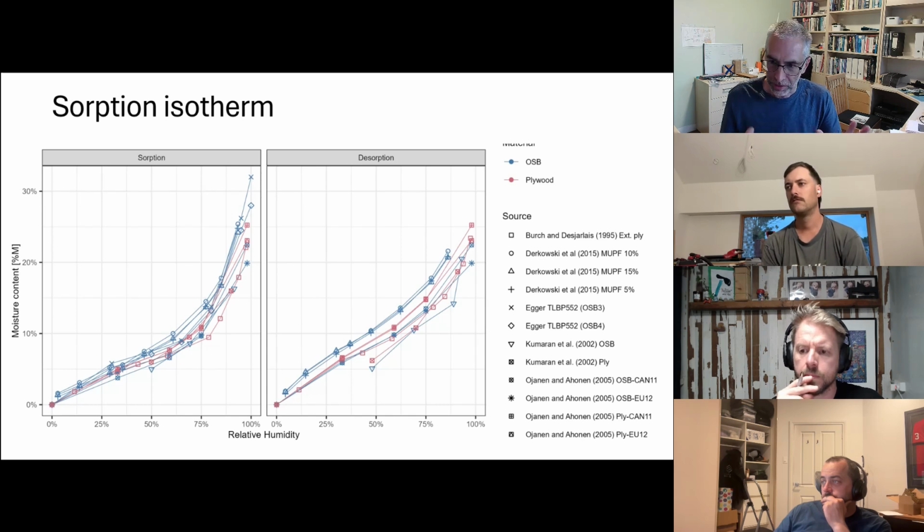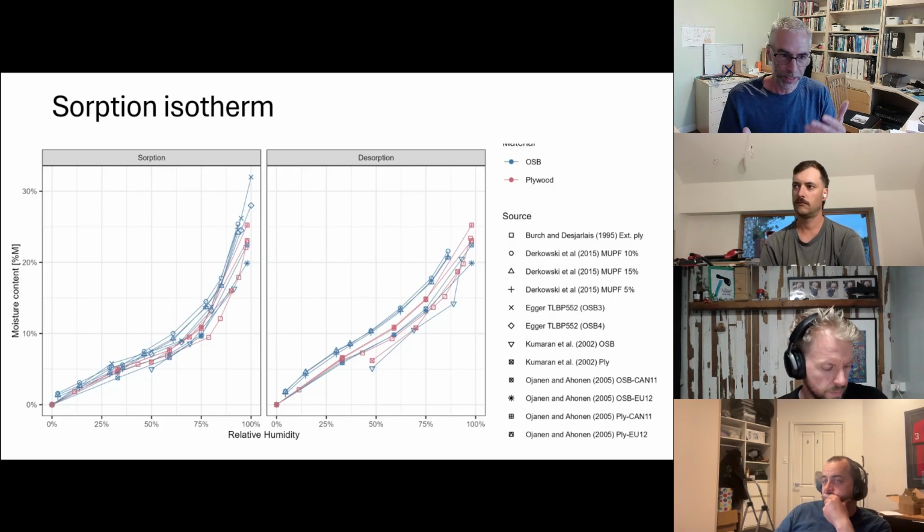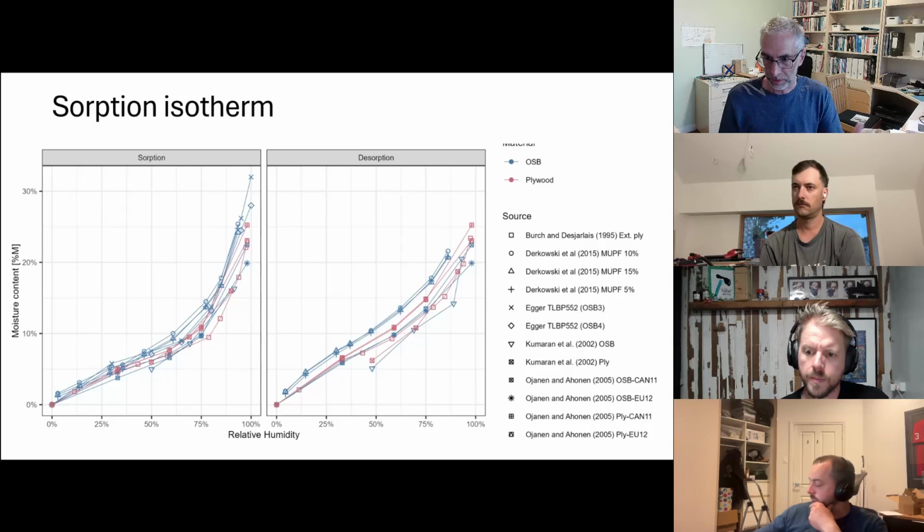And there's not a great deal to say about this graph other than I've tried to, again, get all the OSBs and plies that I could find, cluster them together, and try and work out if there's a difference. And I think the message from this graph to me is there's not a great deal of difference. Or if there's a difference, it's between products, not between materials. We can't say definitively, or with any confidence really, that an OSB has a higher sorption ability than plywood or vice versa on this sort of analysis.